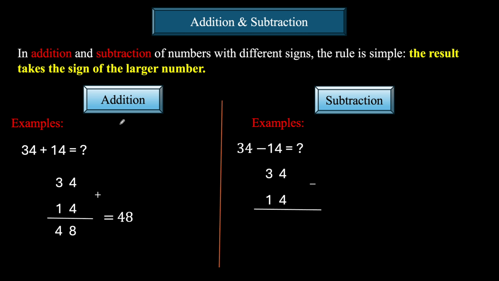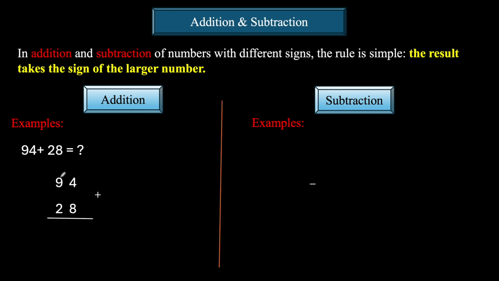So again, for the addition, it doesn't matter if you have 14 here or 14 here, but for the subtraction, if you write it like this, 14 minus 34, you will have another result. It will not be the same. Okay, so 4 minus 4 is 0, 3 minus 1 is 2, so the result is 20.